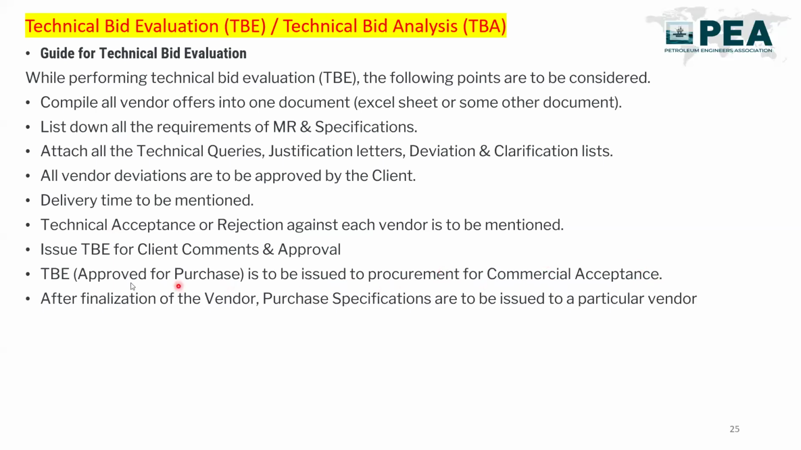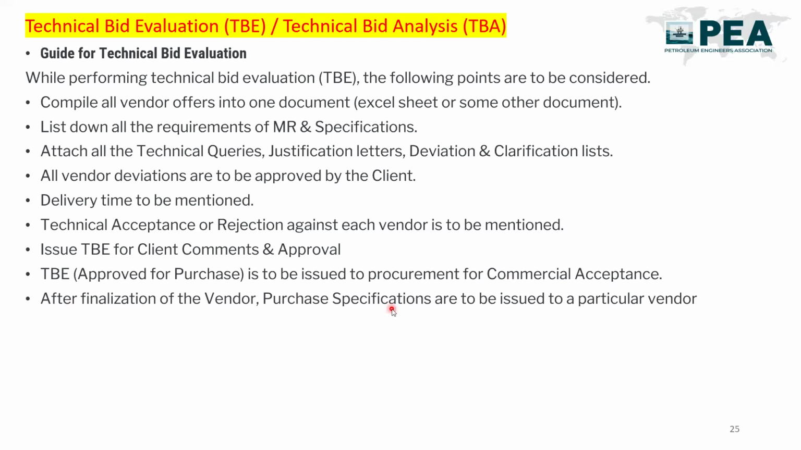Now, that technical bid evaluation report will be issued to the procurement department. On the basis of this technical bid evaluation report, if we have selected 3 or 4 vendors, the procurement department will discuss the commercial offer with those 4 vendors. And after doing all these things, the vendor will be finalized, and the purchase order will be issued to one particular vendor who is suitable from our technical as well as commercial point of view.